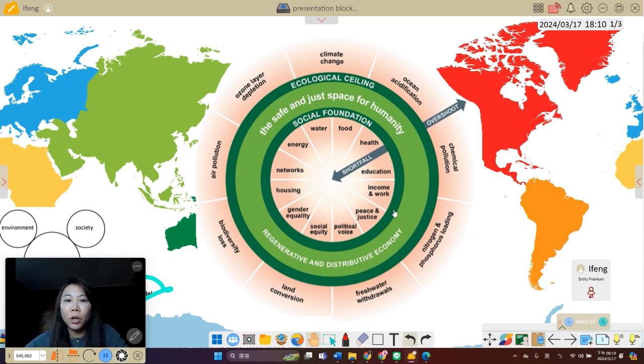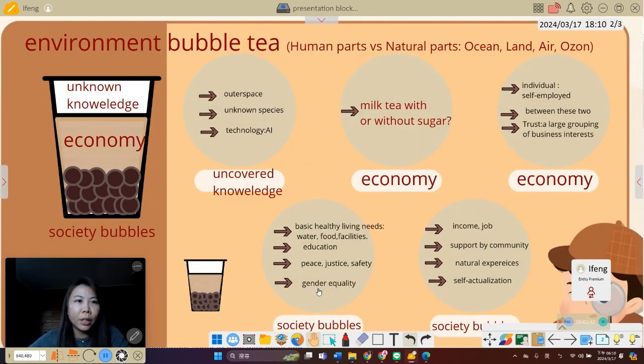So I have a model of mine, which I'll present to you. This model, I call it environment bubble tea. As you see, it's bubble tea, and bubble tea is very famous in the world, I guess. When I was a child, it started to become popular in Taiwan, and it's one of my favorites. It's a drink and it's a dessert. So this bubble tea is a metaphor.